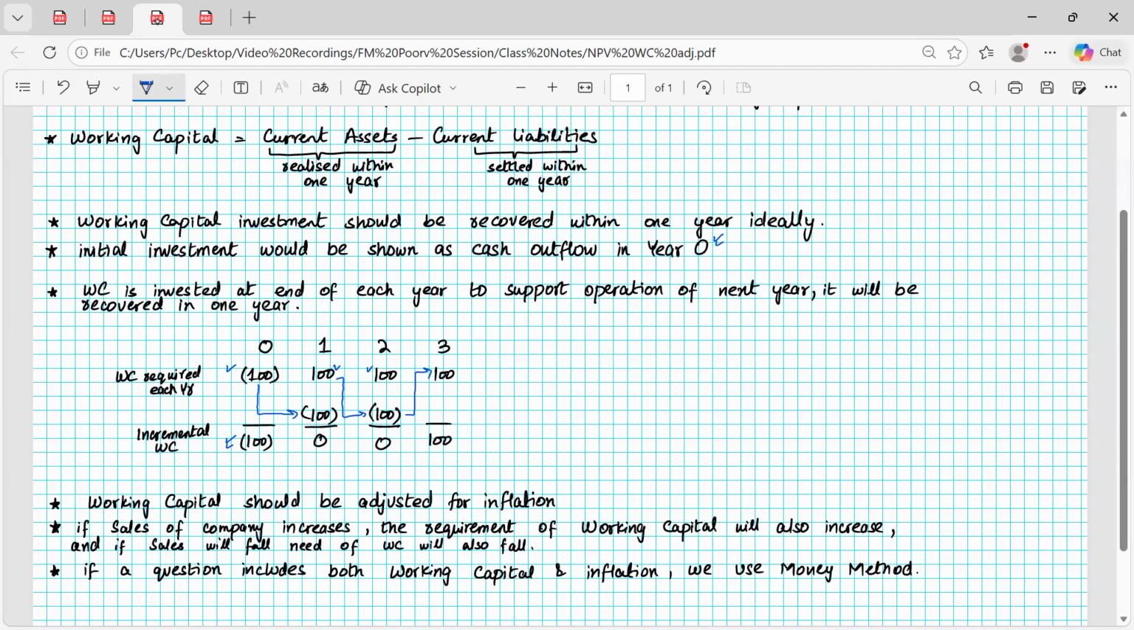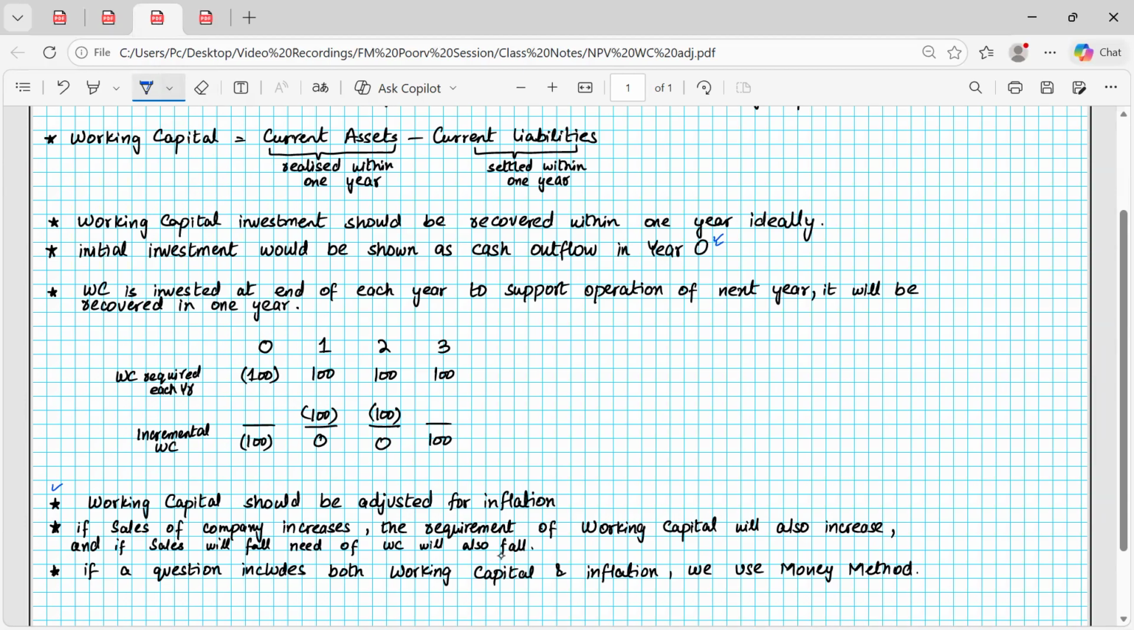Okay. That is the working capital stuff. Now, the next point is very important. Working capital should be adjusted for inflation. If there is inflation, you need to adjust the working capital accordingly. And the point after this is, if the sales of the company increase, the requirement of working capital will also increase. And if the sales fall, the need for working capital will also fall.